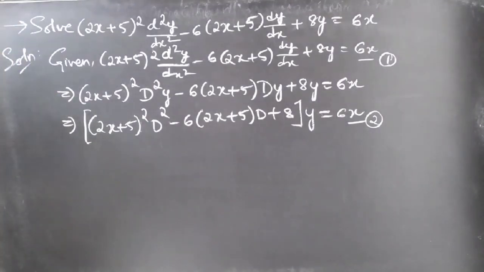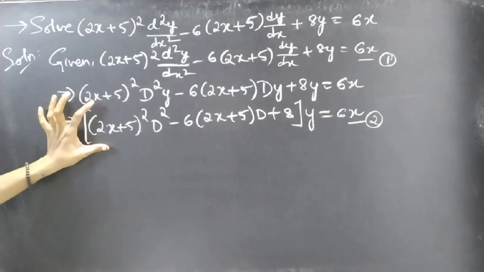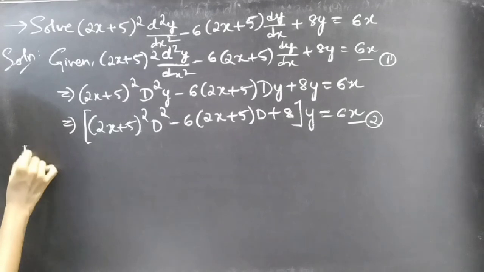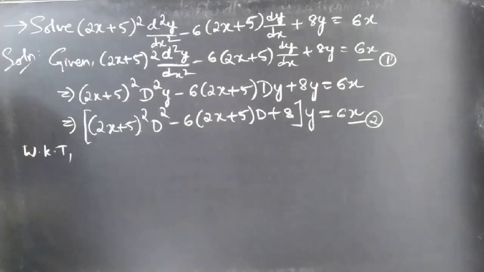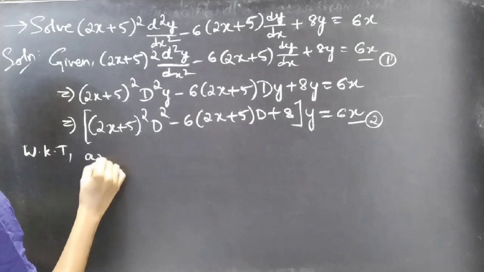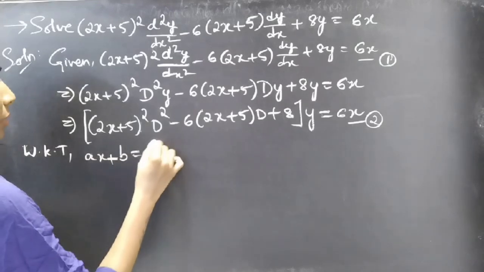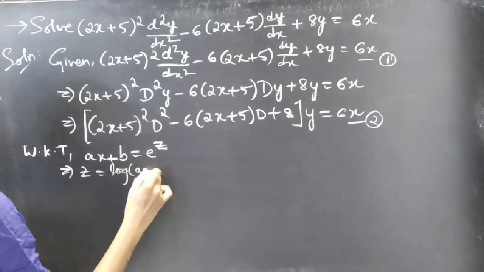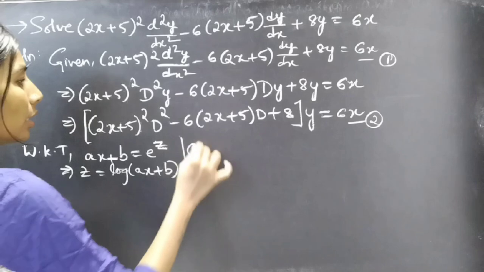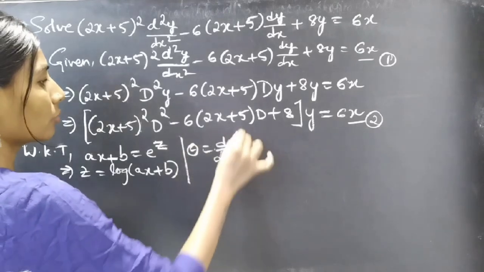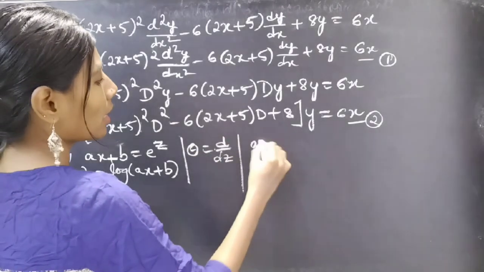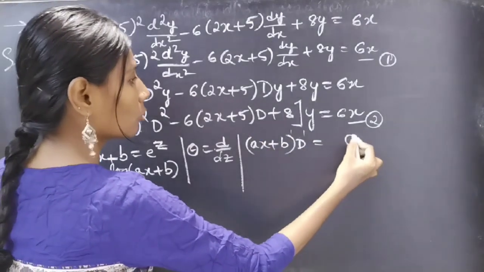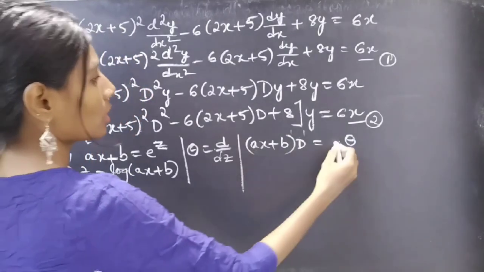Now we are going to solve this equation by reducing it to a linear differential equation with constant coefficients using some substitution. From Legendre's equation method, we know that ax+b can be replaced by e^z. Then z = log(ax+b). And theta is a differential operator whose independent variable is z, and (ax+b)D can be replaced by, here you have power 1, so you will have only one term of theta into the coefficient of x.